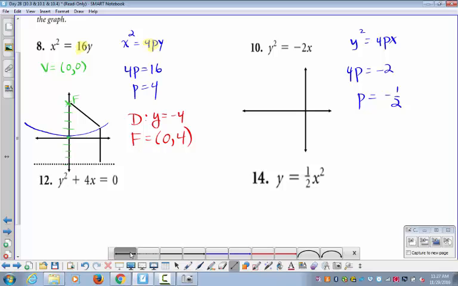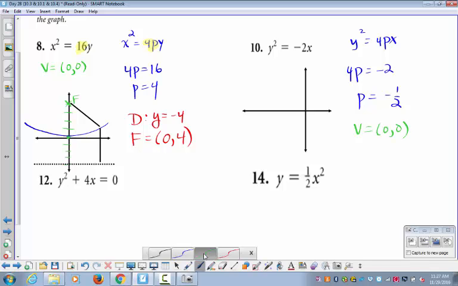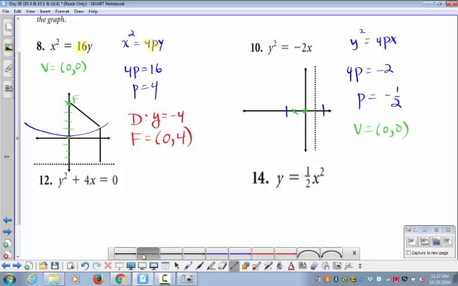P is negative 1/2. We know the vertex is 0, 0. There's no shift up there. So the vertex is 0, 0. And then P being negative 1/2, that means that we're going to go over to negative 1/2 comma 0 for the focus, and over to positive 1/2 for the directrix. The focus will be there, and the directrix will be there.